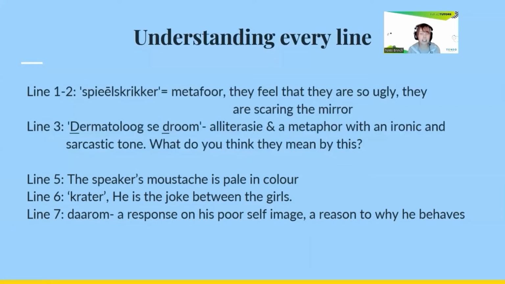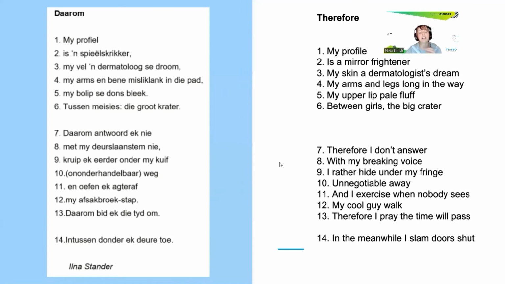Therefore, so a reason is about to follow or a response. It's about his poor self-image and also why he behaves the way that he behaves. So then let's look at line 5 again, the one where we're talking about him having a pale moustache.